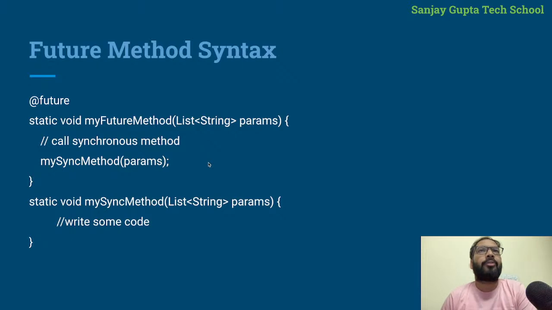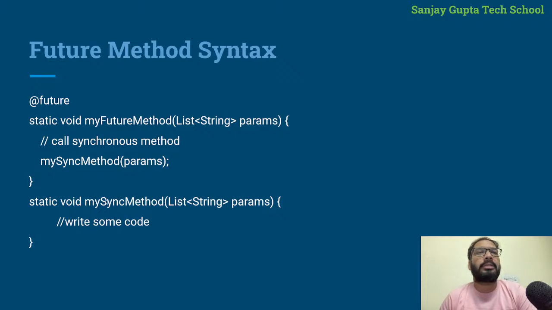So here we have the future method syntax. You all know that to implement a future method, we need to use @future. Here we receive a list of string, which is a primitive data type. And here we are calling a method, mySync method. This mySync method is defined separately. If you want to execute this method synchronously, that is possible. But if you want to call it under an asynchronous method like a future method, that is also possible. So it depends on the requirement.